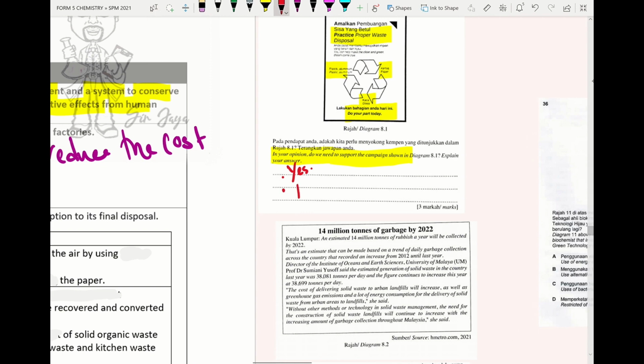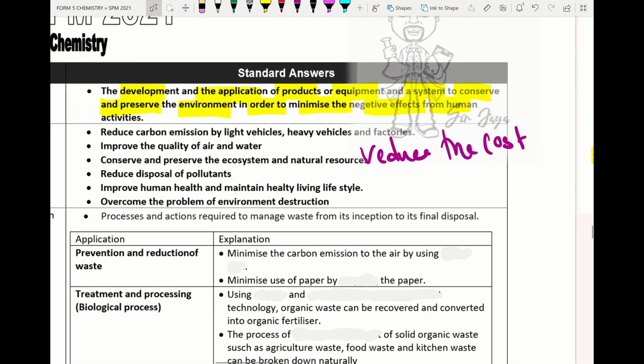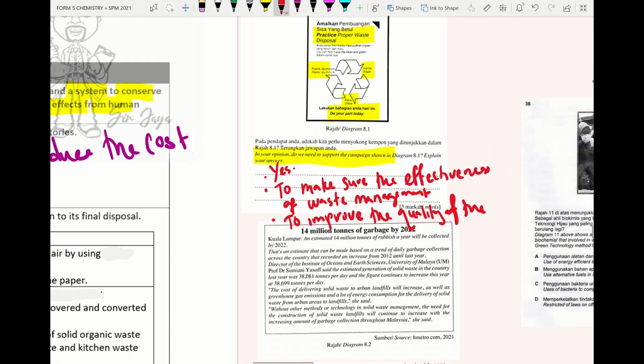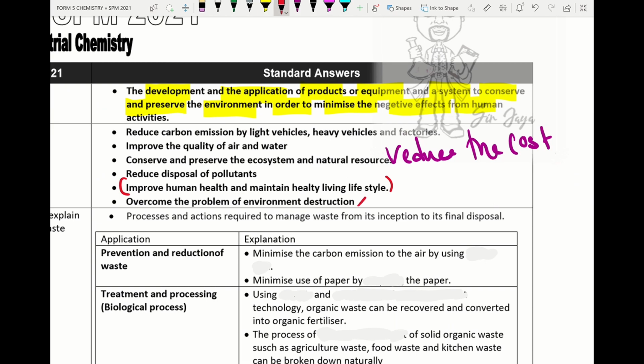So this campaign will make sure, okay, this is very important to make sure the effectiveness of waste management. And please check the few answers given here. Okay, you can use to improve human health and maintain a healthy living lifestyle, or even we can put to improve the quality of the environment. So we can take a few example answers given in the module.